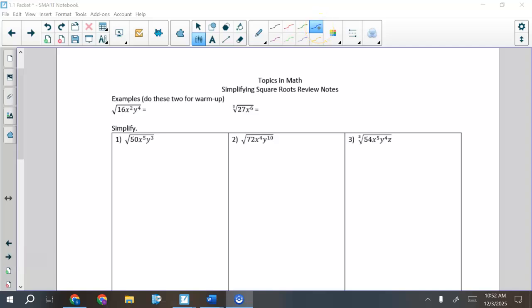Topics in Math, Simplifying Square Roots Review Notes. This is on page 17 in your packet. So go ahead and work on those first two problems at the top where they are perfect squares and a perfect cubic.